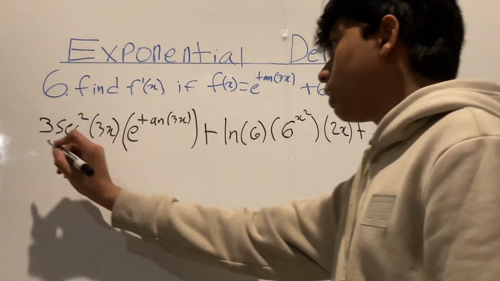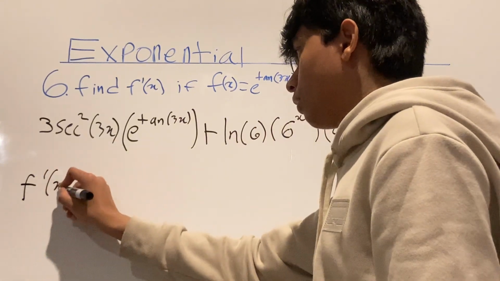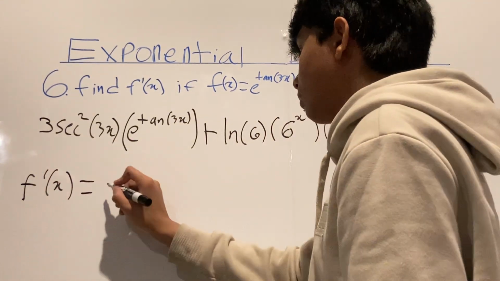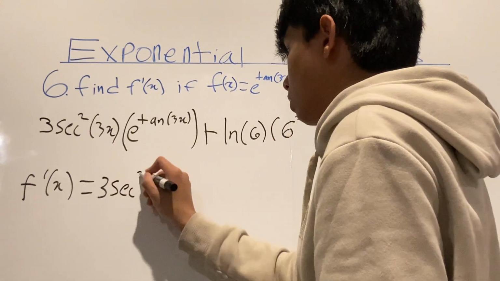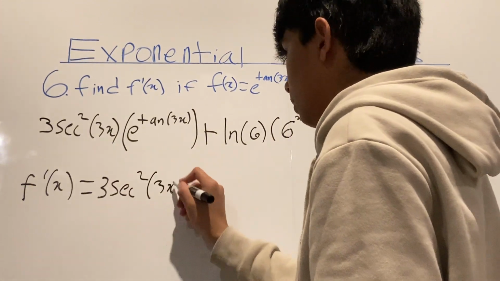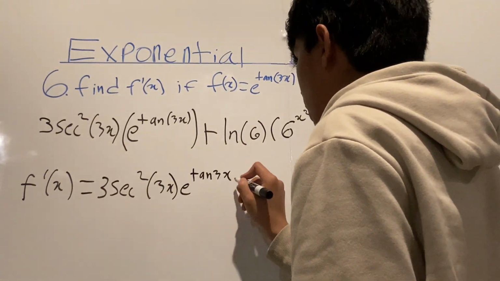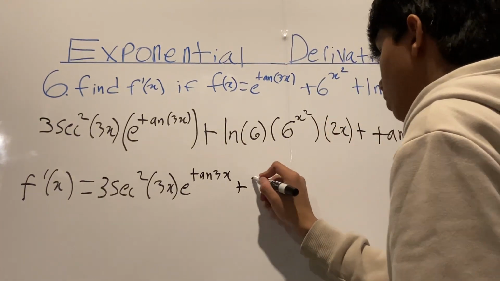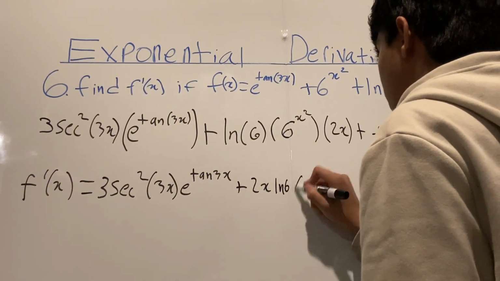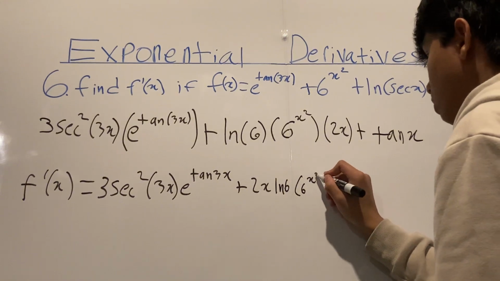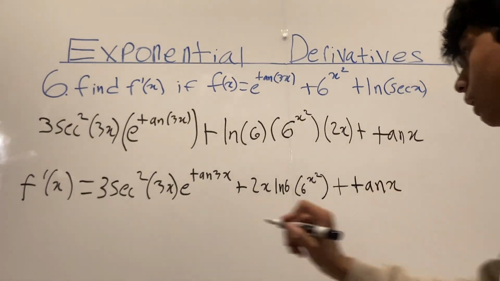And now you can just say that f prime of x equals 3 secant squared of 3x times e to the tan 3x plus 2x ln 6 times 6 to the x squared plus tan x. And that's the final answer.